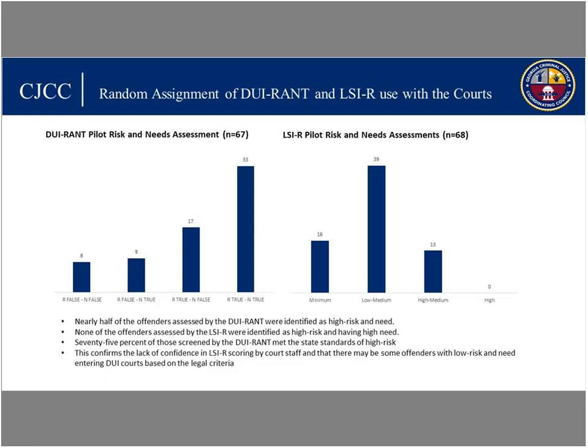So if you look at the charts here, on your left, I believe, is going to be the DUI RANT. On the right of your screen should be the LSIR chart. So what we found is that nearly half of the offenders assessed by the DUI RANT were identified as having high risk and need. And in contrast, none of the offenders assessed by the LSIR were identified as high risk and having a high need. So technically, nobody assessed by the LSIR should be going to the Georgia accountability courts because they want to focus on high risk and high need.